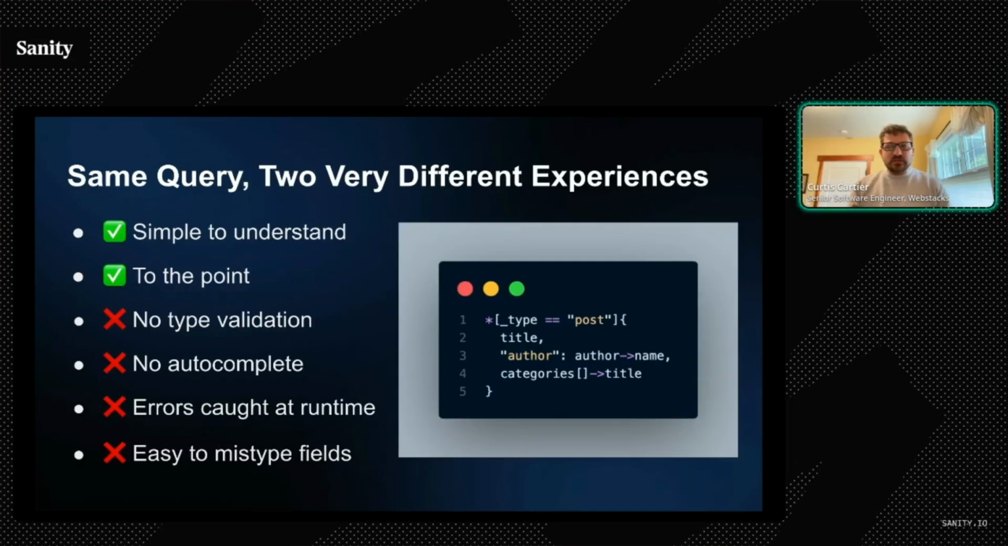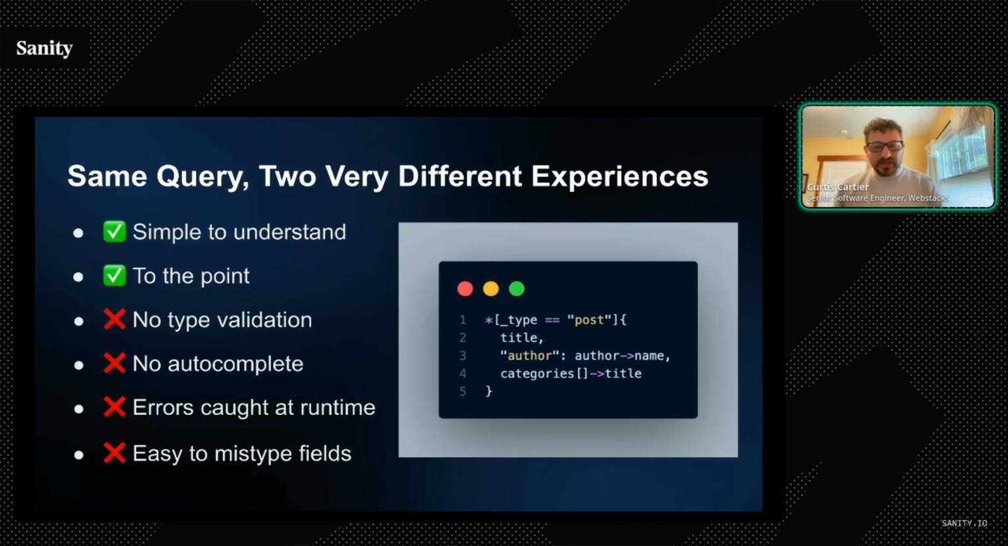Great. So let's look at this from the perspective of a basic GROQ query. Here, we're fetching a document of type post. We're grabbing the title, resolving the author reference and getting the name, and we're also getting a list of category titles. This kind of query is super easy to read. It's expressive, it's compact, and for quick prototyping or CMS tooling, it's perfect. But as we mentioned earlier, there are some trade-offs.